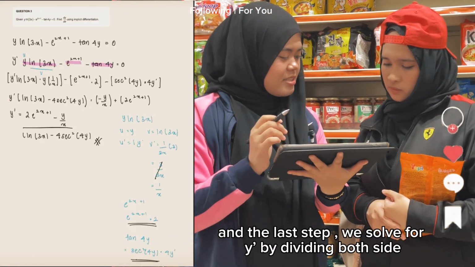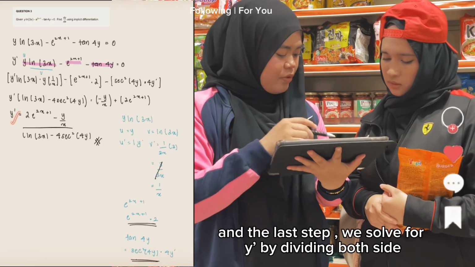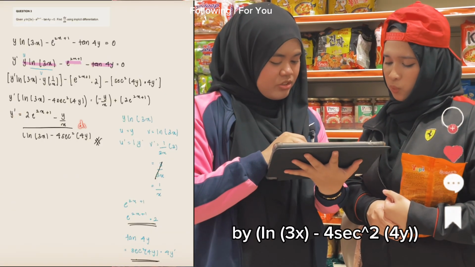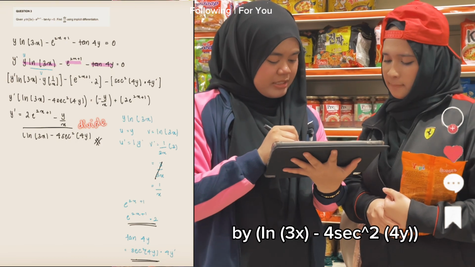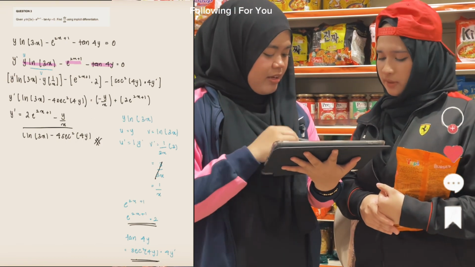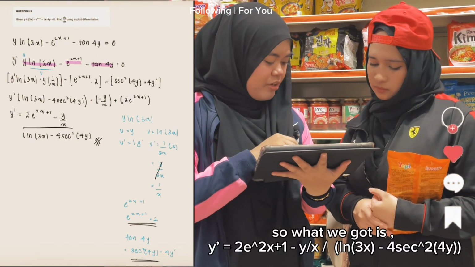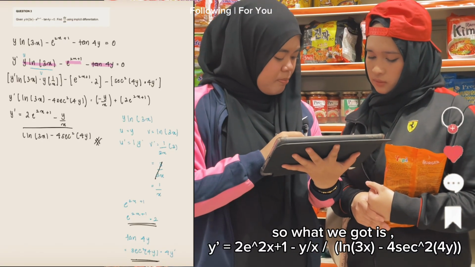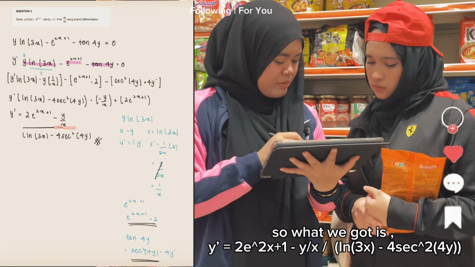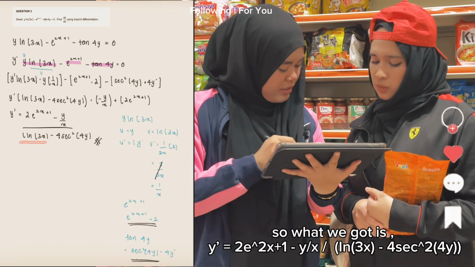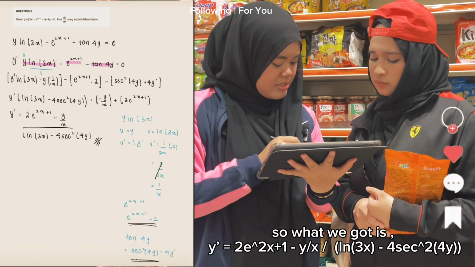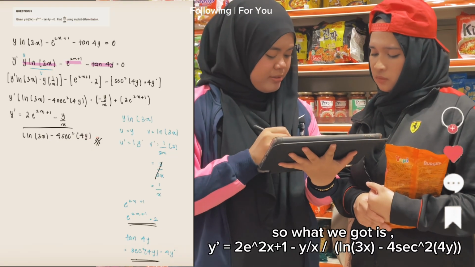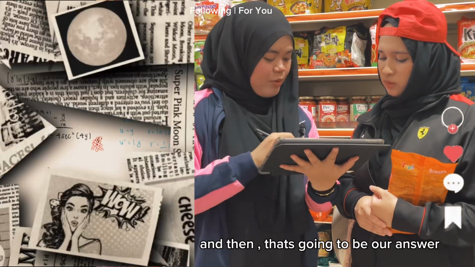And then the last step, we're gonna finally solve for y prime by dividing both sides by ln 3x minus 4 secant squared 4y. And then what we got is y prime equals 2 e to the power of 2x plus 4 minus y over x, divided by ln 3x minus 4 secant squared 4y. And that's gonna be our answer.